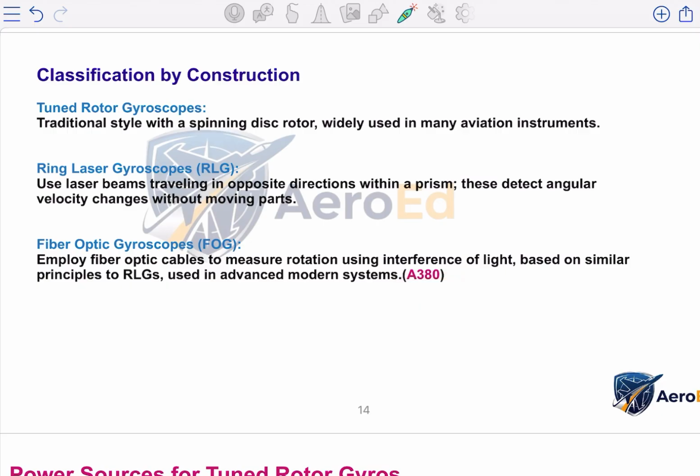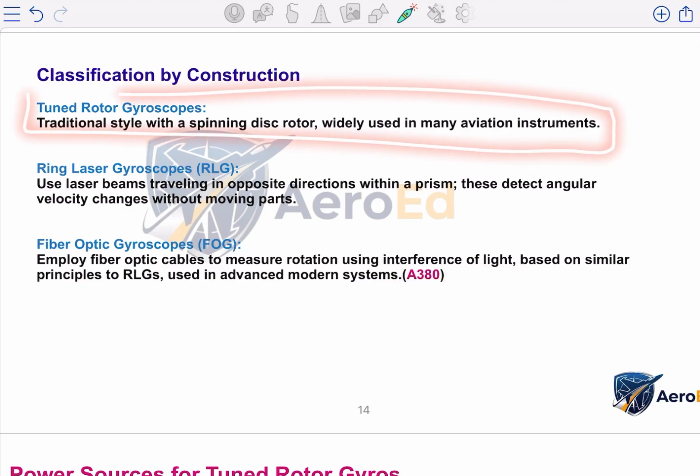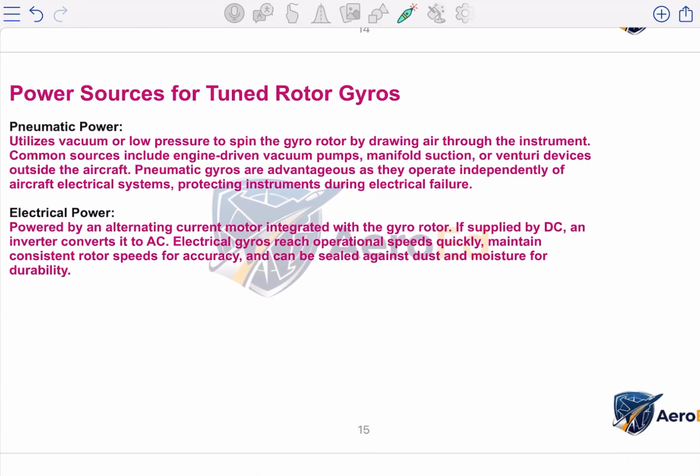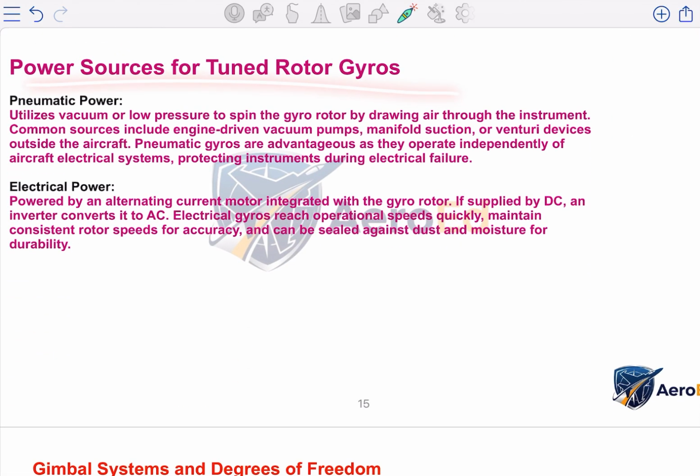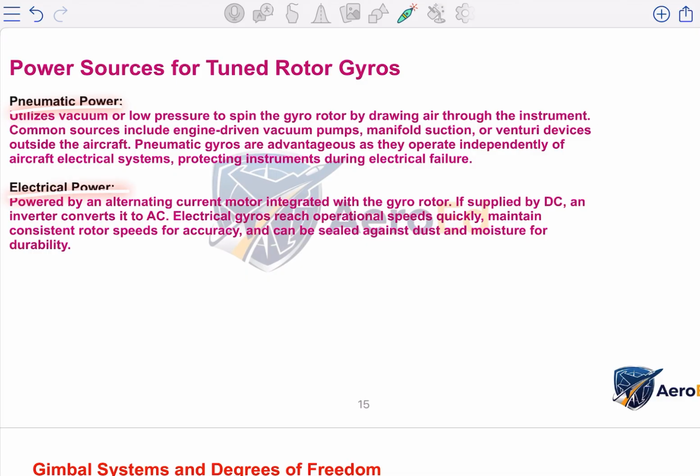Alright, so we are only going to study the tuned rotor gyroscope. What is the power source for the tuned rotor gyroscope? There are 2: pneumatic power and electrical power. Pneumatic power utilizes vacuum or low pressure to spin the gyro rotor by drawing air through the instrument. Common sources include engine driven vacuum pumps, manifold suction or venturi devices outside the aircraft. Pneumatic gyros are advantageous as they operate independently of the aircraft's electrical system, protecting instruments during electrical failure.